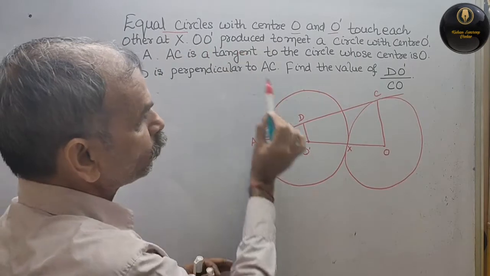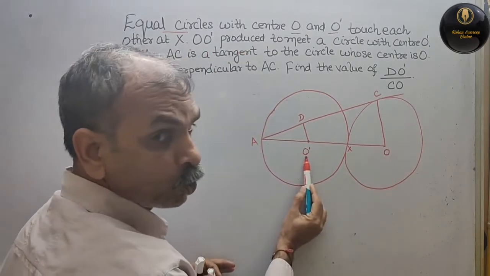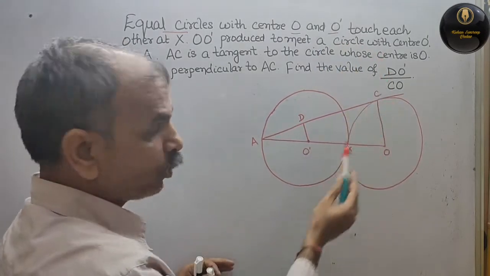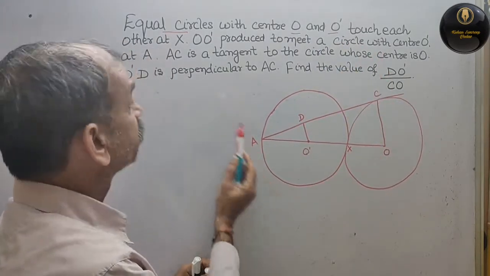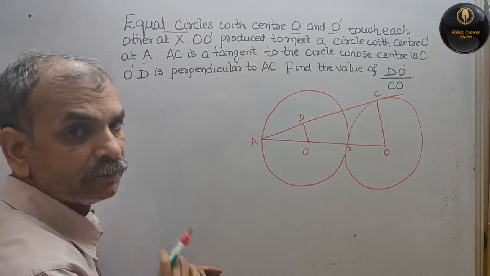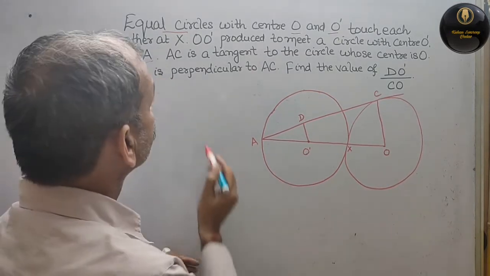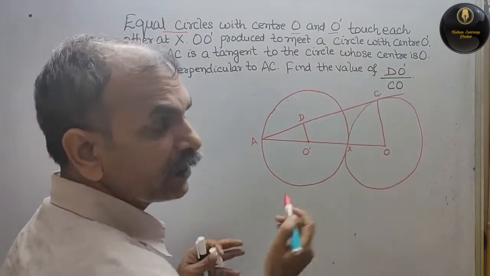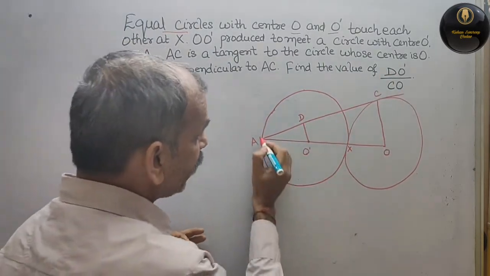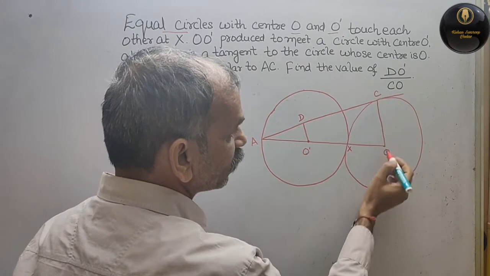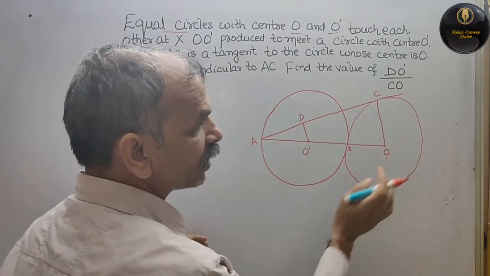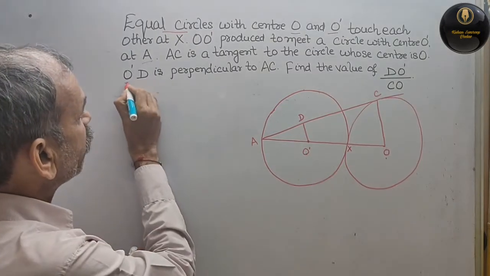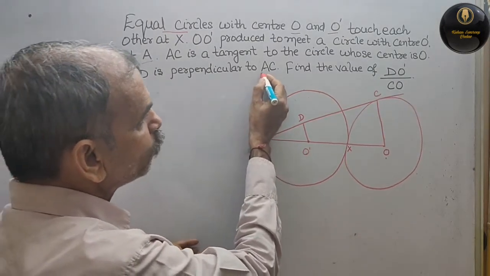O dash produced to meet a circle with center O at the point A. They have given A. Next, AC is tangent to the circle whose center is O. A to C is the tangent of this circle. Next, what they have given? O dash D is perpendicular to AC.